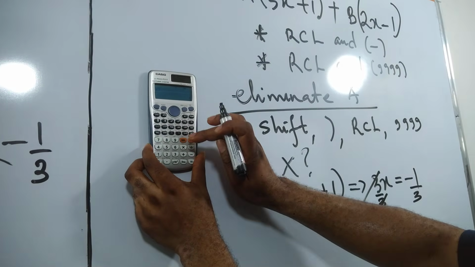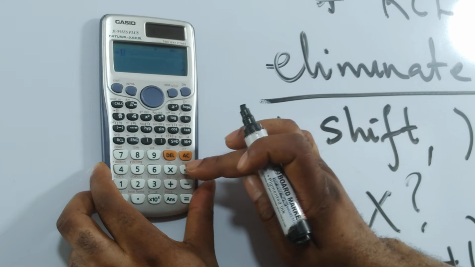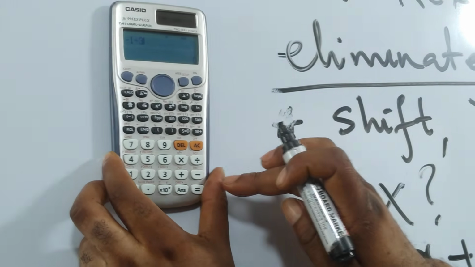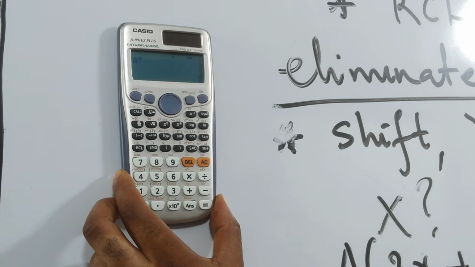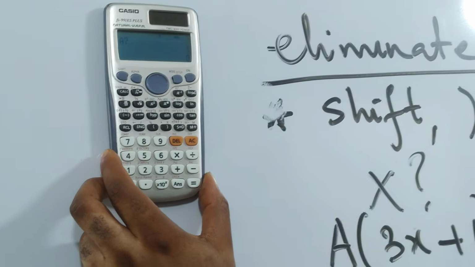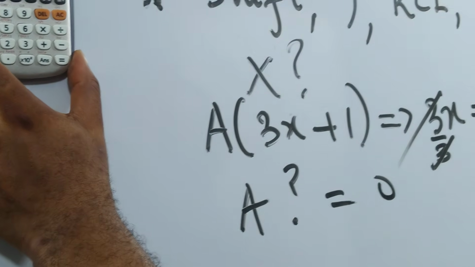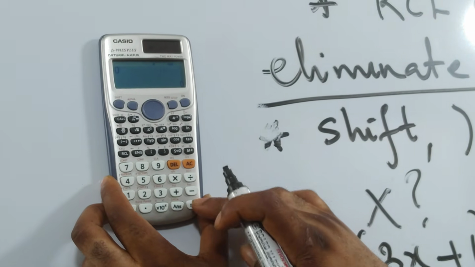I will now go here and click in minus 1 divided by 3. Are you there? Then I will now punch equal to. Can you see it has given me a question mark? And you know that that thing is equated to 0. So you punch 0. And now punch equal to.